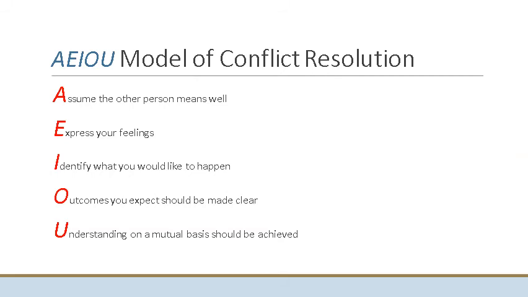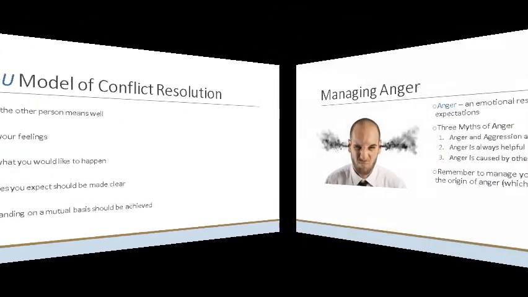So let's say you have a roommate and they're not washing the dishes. You should identify that the reason why you're talking to them is because you need them to wash up behind themselves. And then tell them what you want them to do. Hey, I expect for when you use dishes to wash them and put them away. That's my expectations of you, so there's no misunderstanding. And then lastly is the U, an understanding on a mutual basis should be achieved. And that's the AEIOU model of conflict resolution.